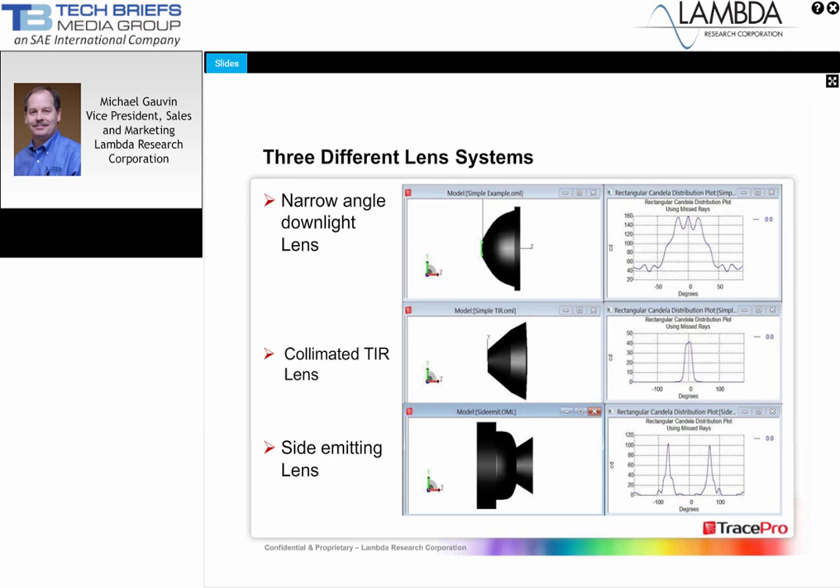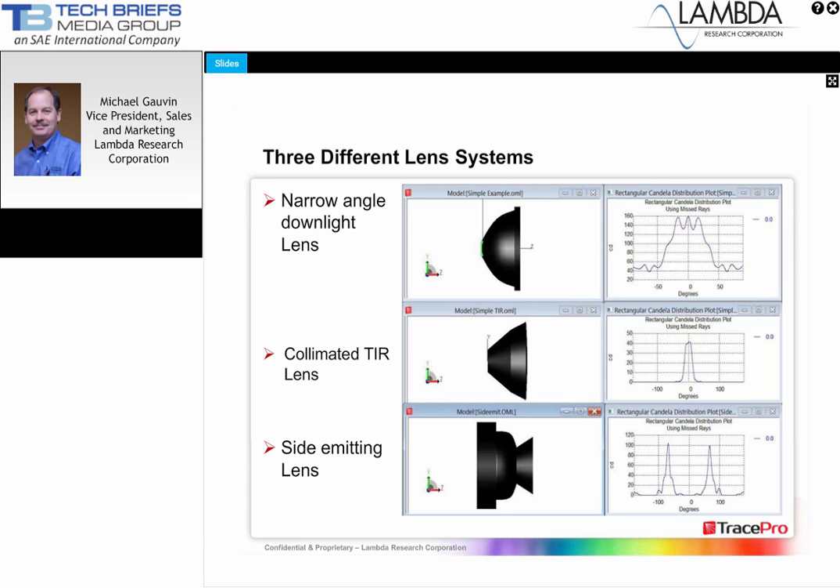So first of all, let's look at the 3 different lens systems we're going to go through today. I'm going to walk through a narrow angle downlight lens. A narrow angle downlight lens can have anything from a 60-degree angular output to a very small, like a 15-degree output.